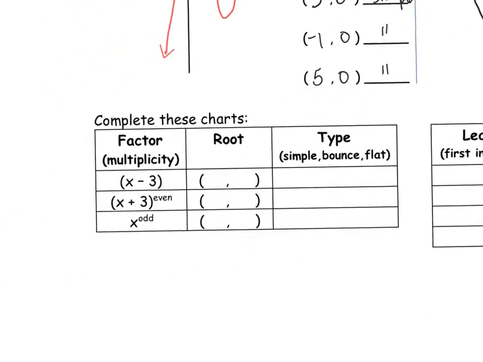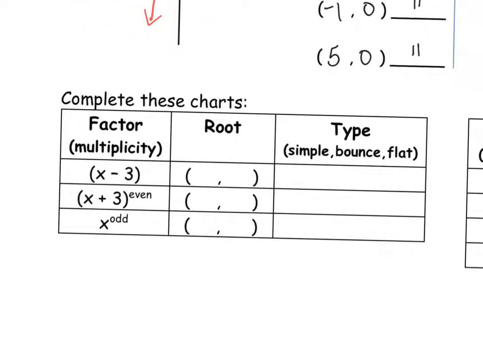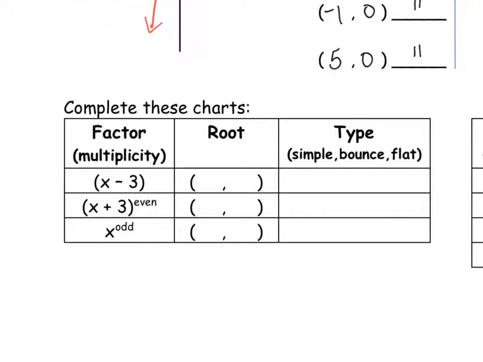So we're going to generalize these things a little bit. Hopefully, if you did the investigation, you'd figure this out on your own. My factor is x minus 3. That means I'm going to have a root at positive 3, 0. The multiplicity on that is just 1, so that is a simple root. So just crossing.